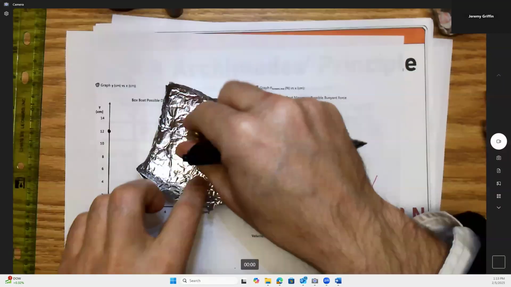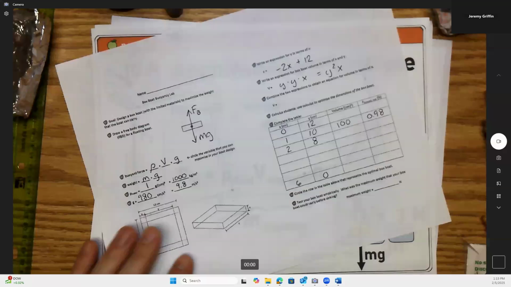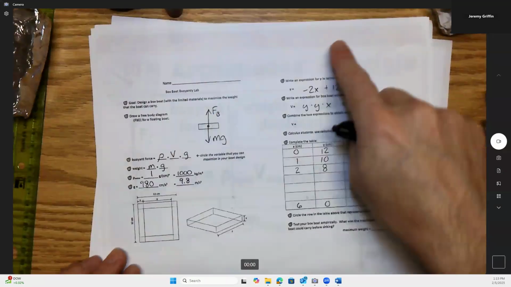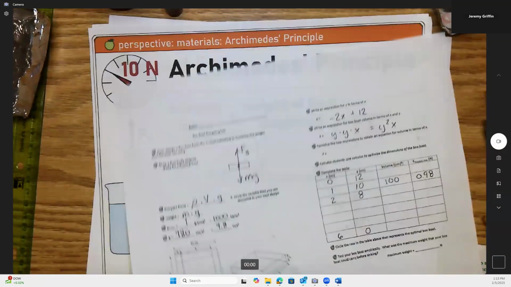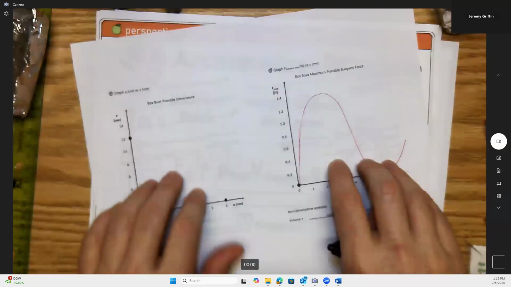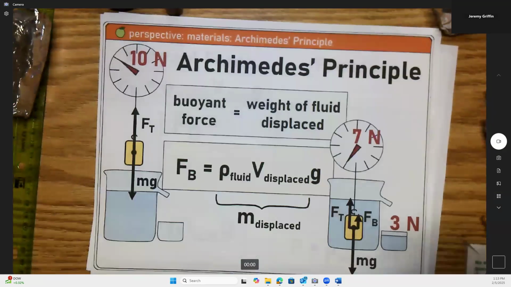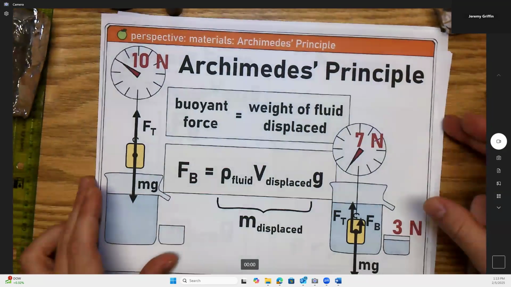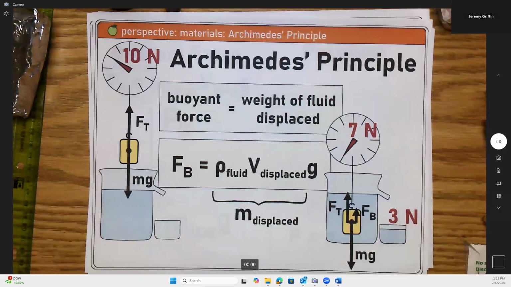If you guys have all these details, you have the equations, you have at least a few rows on this table, and you have the 2 graphs completed, you can turn that in to the grade tray. And if you didn't quite finish the graphs, then you can turn that in tomorrow.